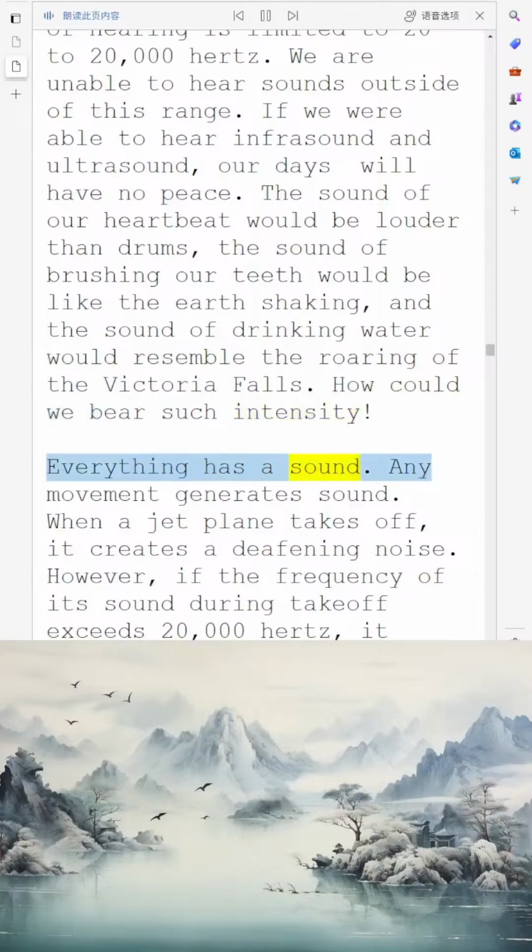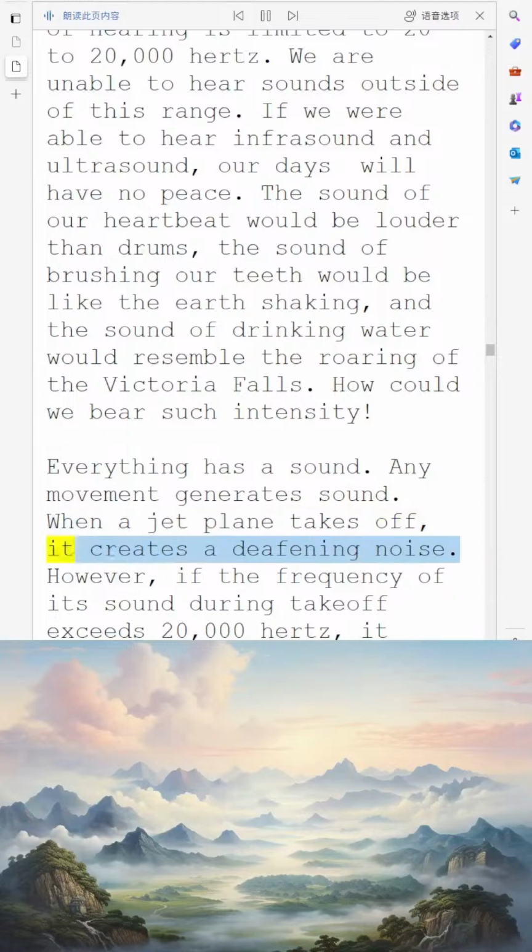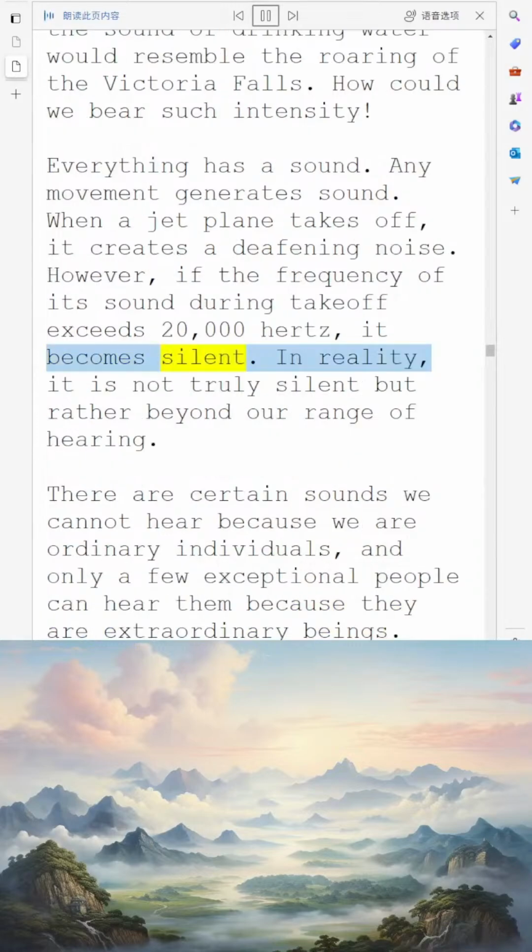Everything has a sound. Any movement generates sound. When a jet plane takes off, it creates a deafening noise. However, if the frequency of its sound during takeoff exceeds 20,000 hertz, it becomes silent. In reality, it is not truly silent, but rather beyond our range of hearing. There are certain sounds we cannot hear because we are ordinary individuals, and only a few exceptional people can hear them because they are extraordinary beings.